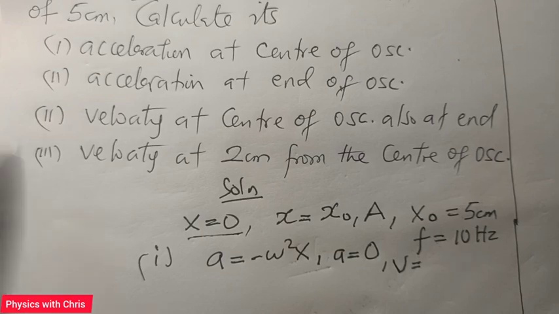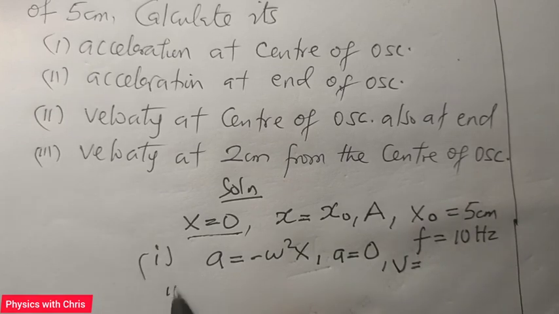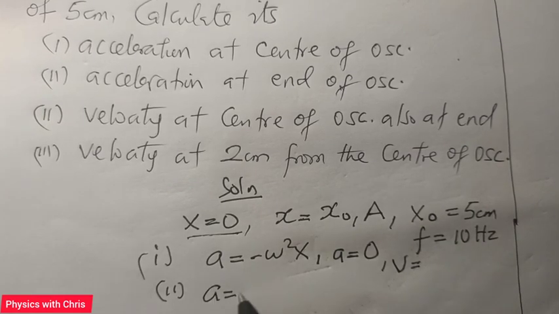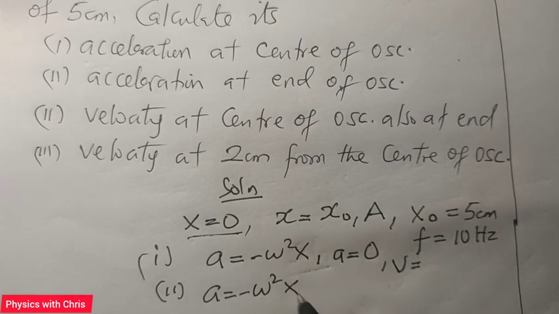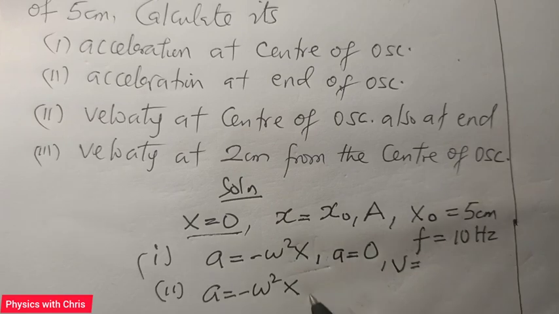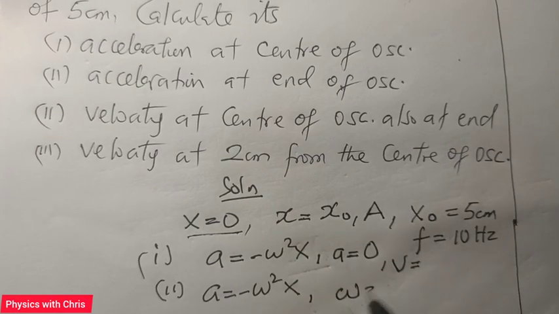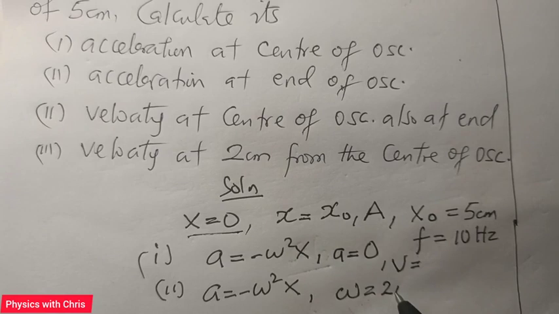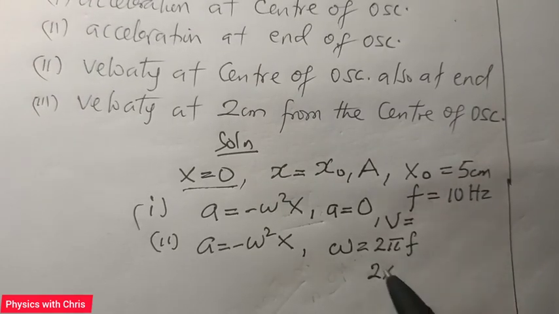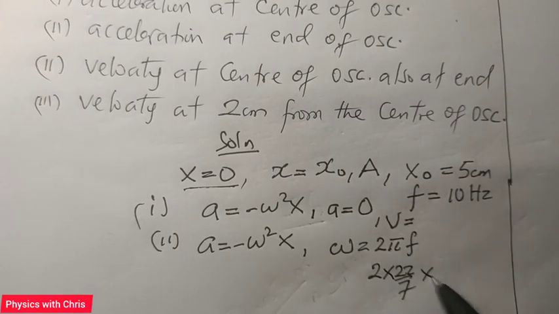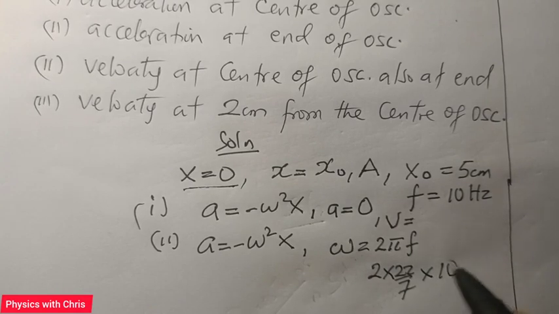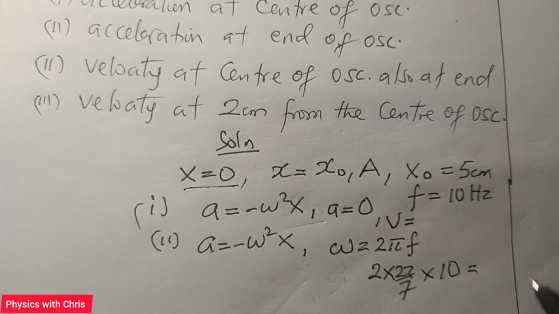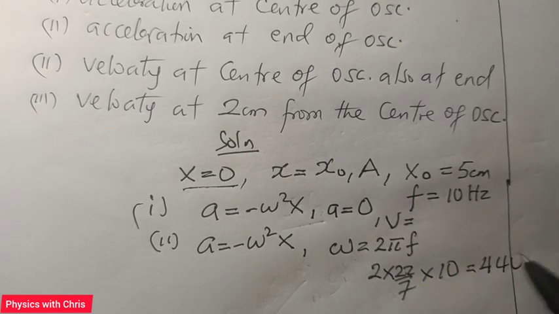Then part two of the question asks what the acceleration of this body is at the end of oscillation. At the end, we know that the displacement equals the amplitude. So a is equal to minus omega squared times x. I will have to find my angular frequency first. Angular frequency is 2 pi f. I'm going to take pi as 22/7, so this gives 2 times 22/7 multiplied by 10, since the frequency is 10 Hz. That gives 2 times 22, 44, so 440 divided by 7.